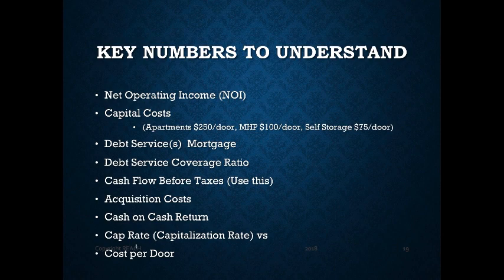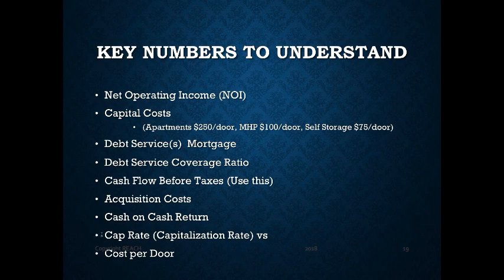So if I have a cash flow in a year for 10 units, after all the bills are paid, of say $10,000, and my total acquisition costs were $200,000, then I'm going to take my $10,000 and divide it by the $200,000, right? And that's going to give me my cash on cash return.